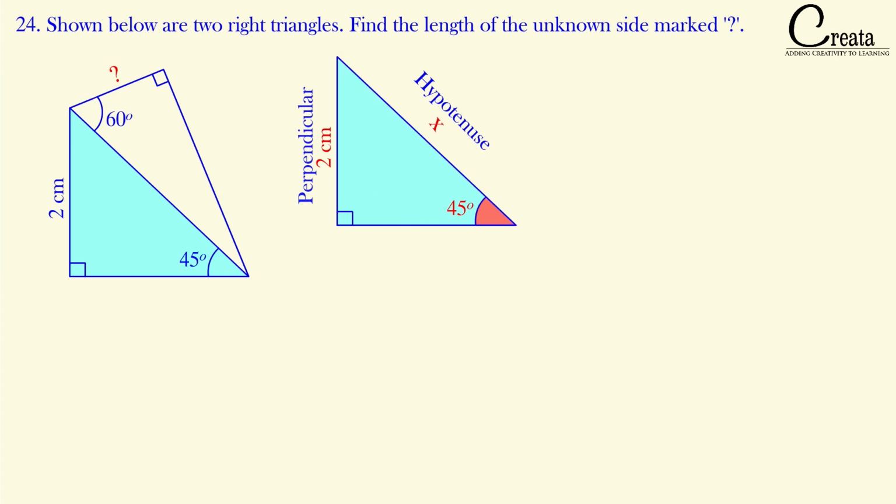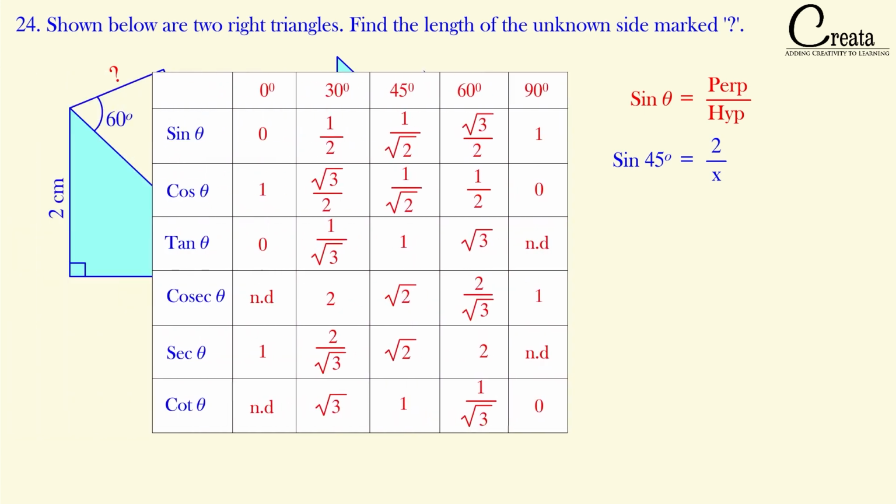And what is the linking between the perpendicular and the hypotenuse? It is sine theta. Sine theta is equal to perpendicular upon hypotenuse. Here angle theta is 45 degrees, perpendicular is 2 centimeter and hypotenuse is x that we have assumed. So we got sine 45 degree is equal to 2 upon x. And what is the value of sine 45 degree? Let's refer to the trigonometric ratio table. Sine 45 degree is 1 upon root 2.